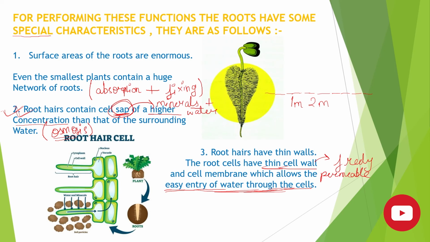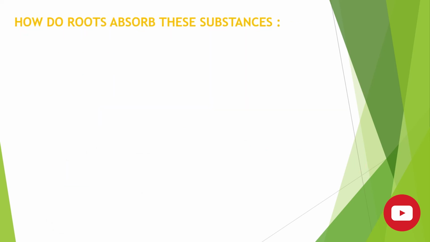Now let us look into the processes through which roots absorb these substances. There must be a few processes, right? We looked into why roots absorb substances. We looked into how they can absorb substances. We looked into why they are the only organs that can absorb substances. Now we need to understand with the help of what kind of processes roots are able to absorb water and minerals for plants.